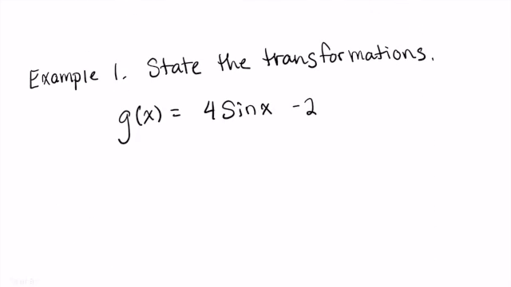They want us to state the transformations of g of x. When I'm doing a problem like this, I begin with A. That is a 4. It's greater than 1. So I know that we have a vertical stretch by a factor of 4. We have stretched our function by a factor of 4. It's also positive, so I know it's not flipping our graph over the x-axis. And that's all I have to state for A. We have a vertical stretch of 4.